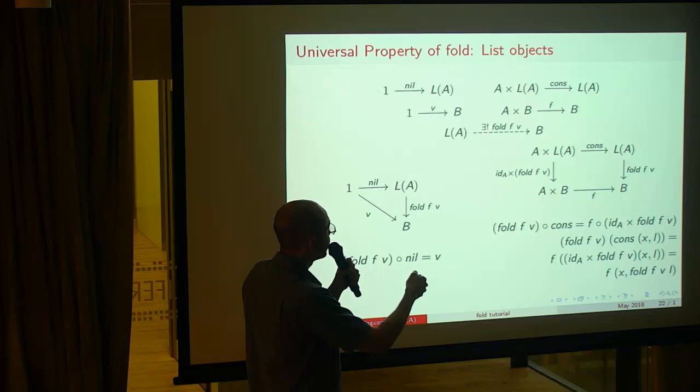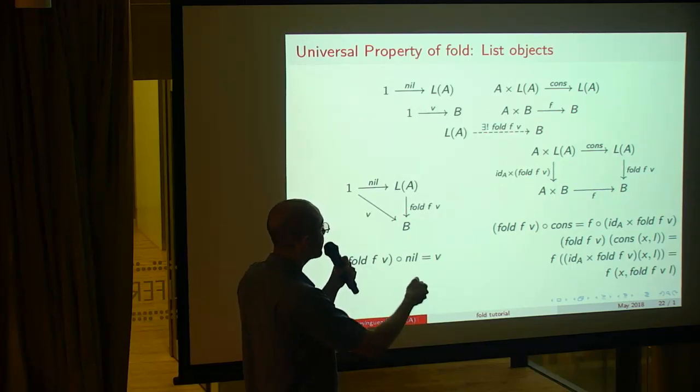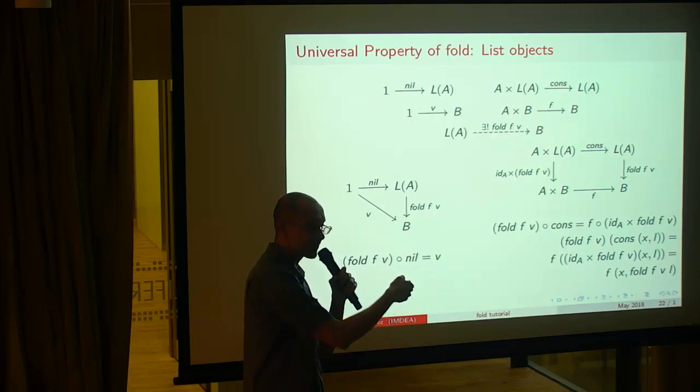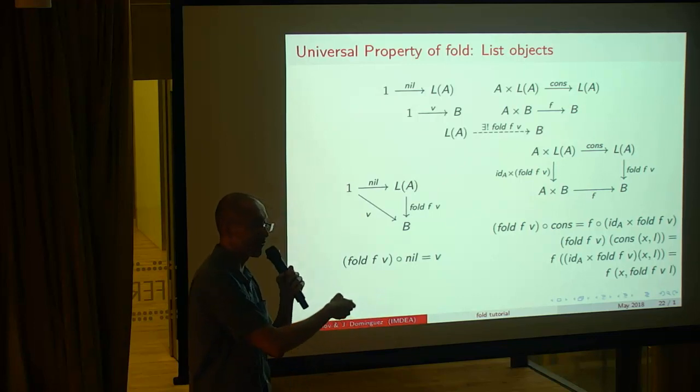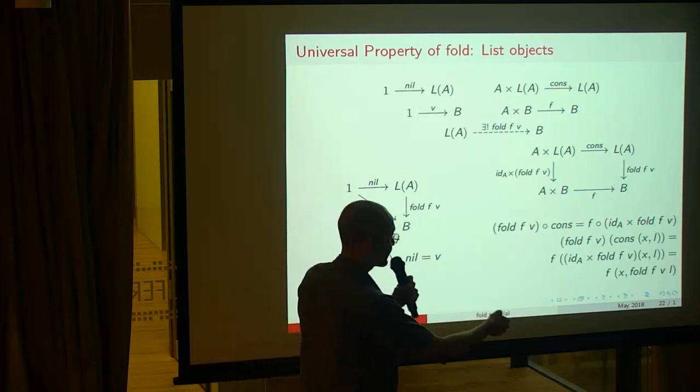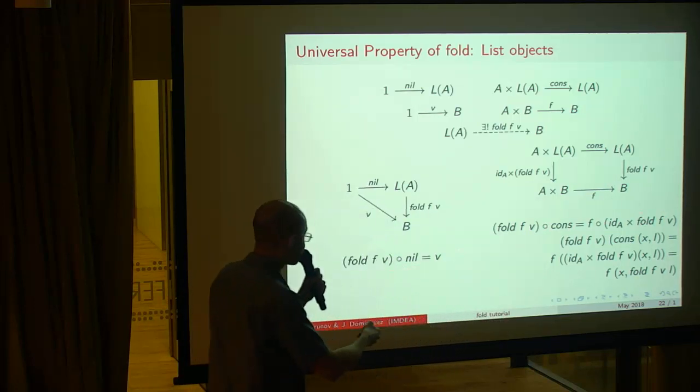This bang thing is saying that this function that exists is unique. Unique in the sense that any other function that makes these two diagrams commute will be equal to fold. Does it ring a bell? What I was telling you before about the universal property of fold. Fold is the only function that satisfies certain equations. Let's look at these equations. What are these equations saying?